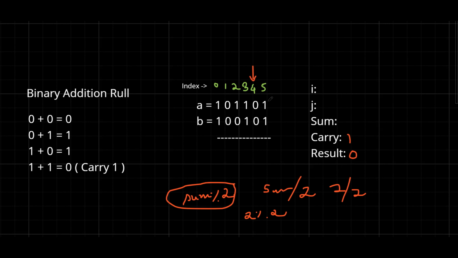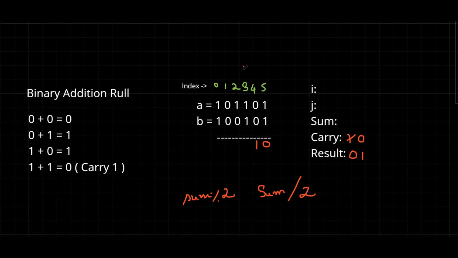Now our current i and j are indicating this position and the value of 0 plus 0 is 0. Previously we had 1 carry, so we have to also include it. So the value of 0 plus 0 plus 1 is 1. So we have to put 1 here. Sorry, in the previous iteration, we forgot to put 0 here. Now our carry will become 0 and the current result will hold the value of 1.